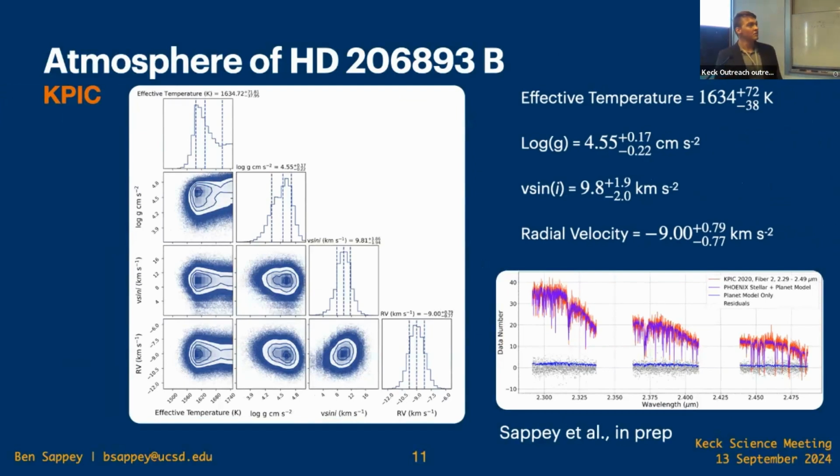The result of this is we tend to be on the higher side of the temperature range, about 1600 Kelvin, with a log g of 4.55. So those are results that have been consistent with a self-consistent model grid. And we also derive a spin velocity of about 10 kilometers per second. That equates to a 14-hour day on this object.